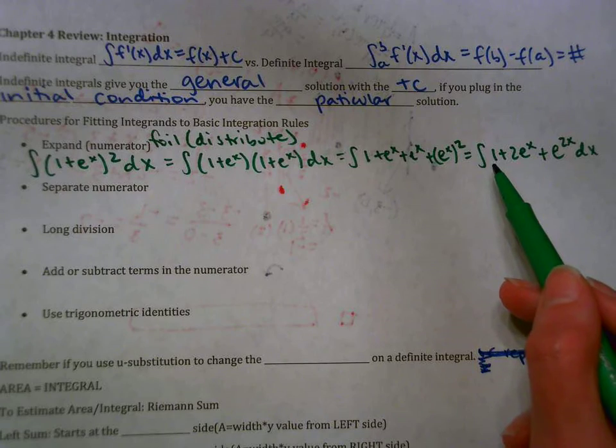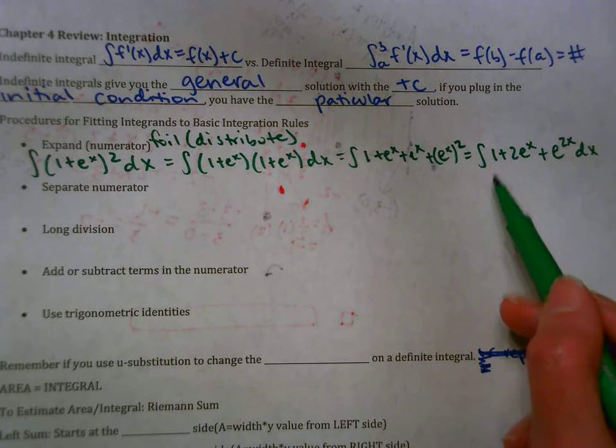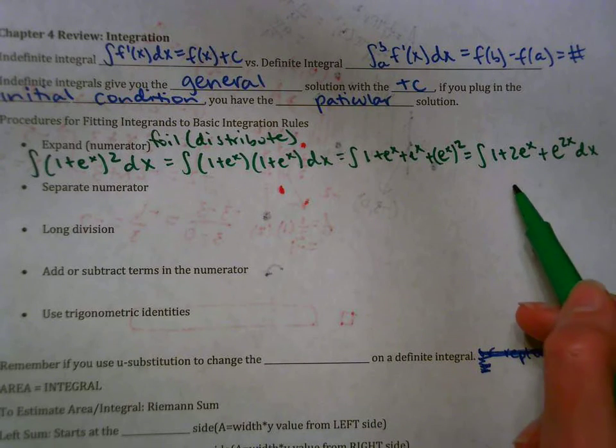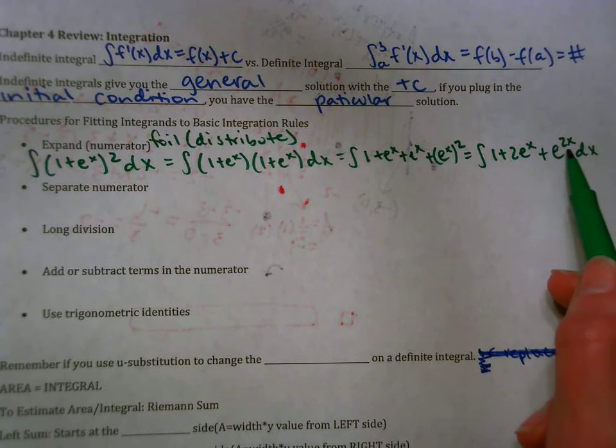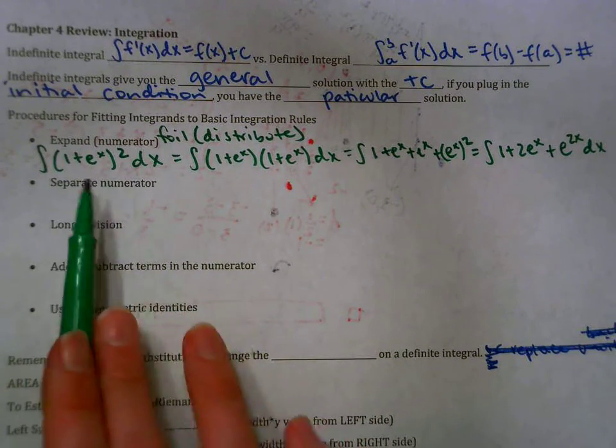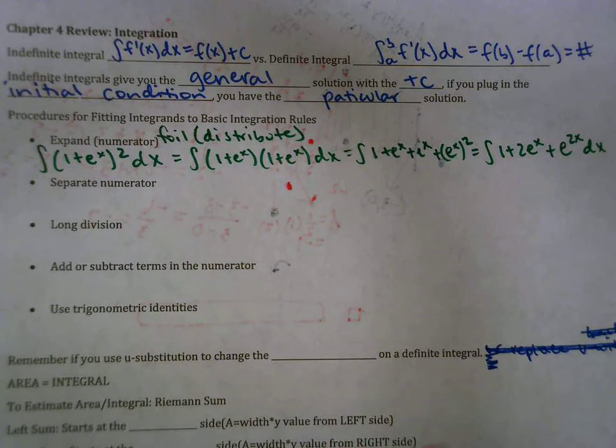And now we could integrate each term, separate the integral. I don't have room to write this down, but the integral of 1 would be x. The integral of 2e to the x just stays 2e to the x. Here you would have to use u substitution, and you make u the 2x and do your du. But that's not what we're going to review right now. I was just trying to show you a strategy.